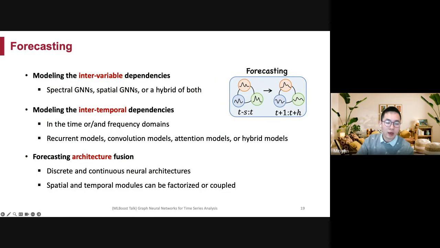Okay, now we have a look at forecasting. When we talk about forecasting, we normally consider three dimensions. The first one is modeling the intervariable dependencies. Here we can use, as I mentioned, spectral or spatial GNNs, or both of them. In terms of modeling the intertemporal dependencies, we could do this in the time or frequency domains. Typical models like recurrent neural networks, convolutional neural networks, or attention models can all be leveraged. And for the architecture fusion, discrete or continuous neural architectures are both acceptable. So it's about how you can integrate the spatial modules and the temporal modules. So those are the high level things when we design GNN models for time series forecasting.